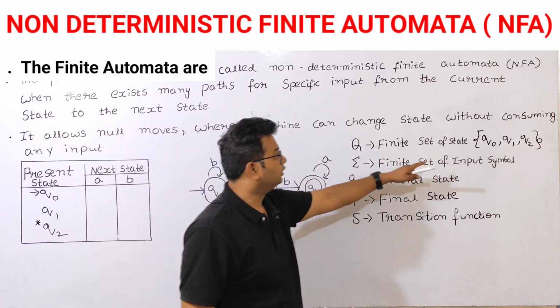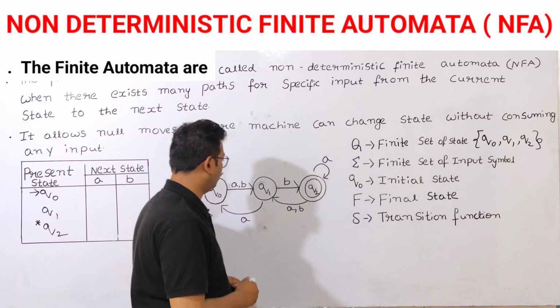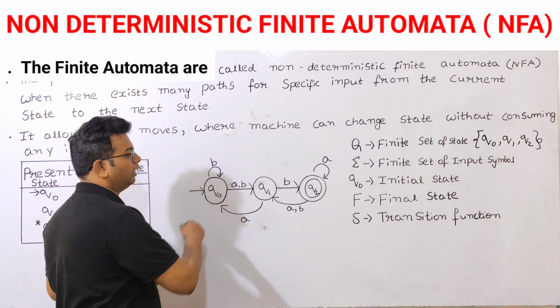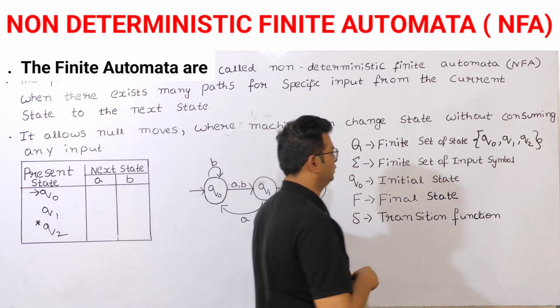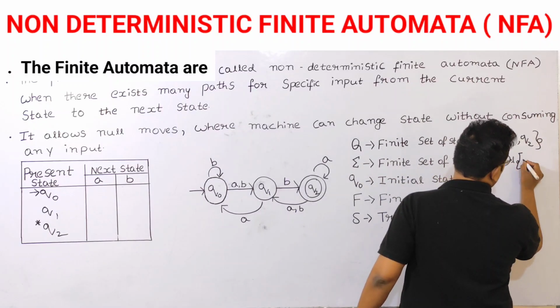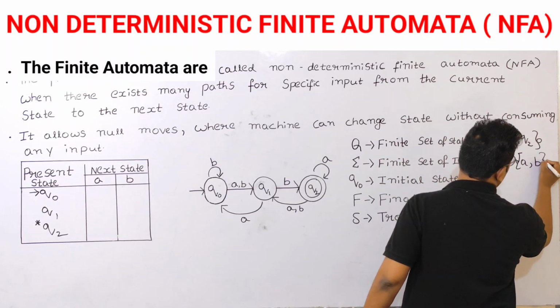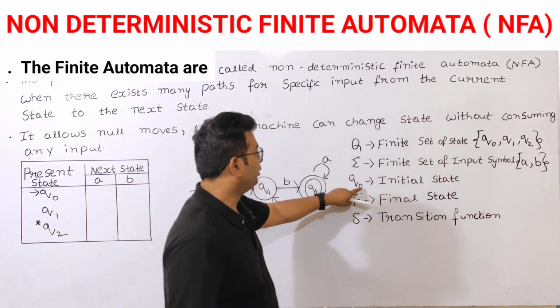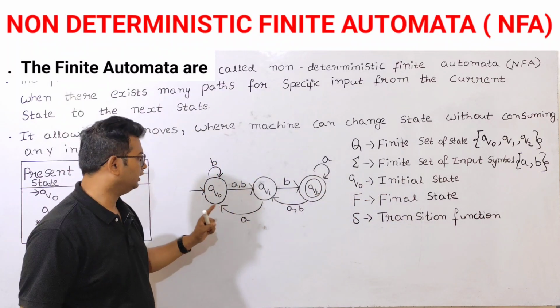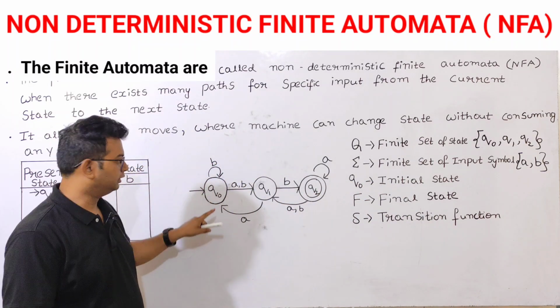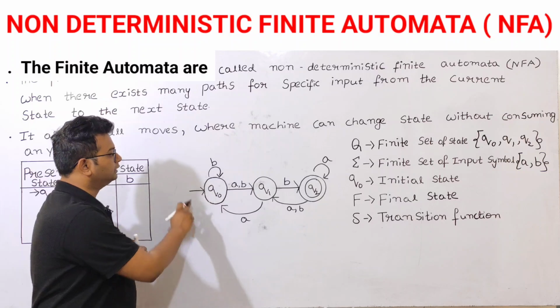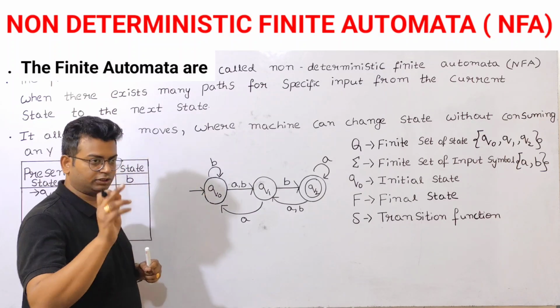Next, the finite set of input symbols. Look here, what are the input symbols? A and B, only two input symbols. So take it down: A and B, two input symbols. Coming to the initial state, there is only one initial state. In every transition diagram, it's Q0. This symbol indicates that it's the initial state.